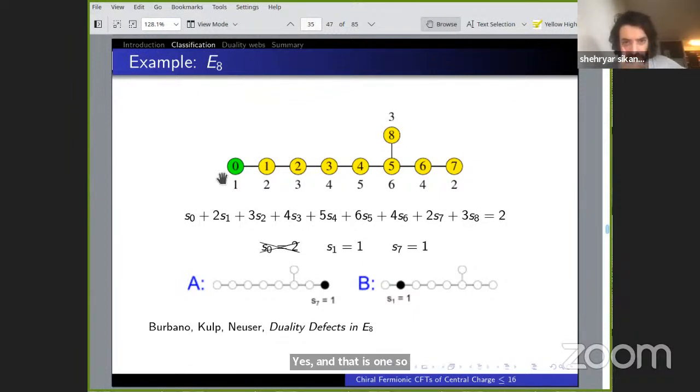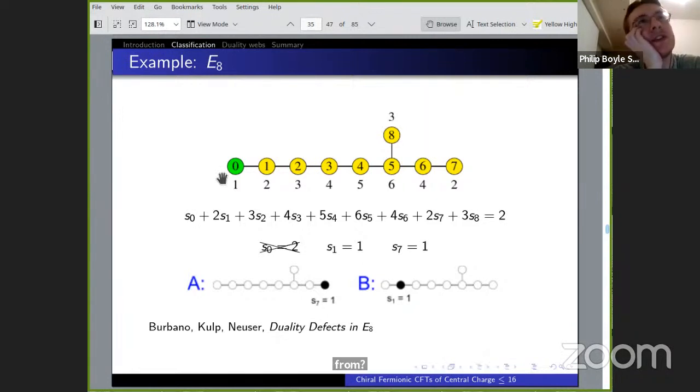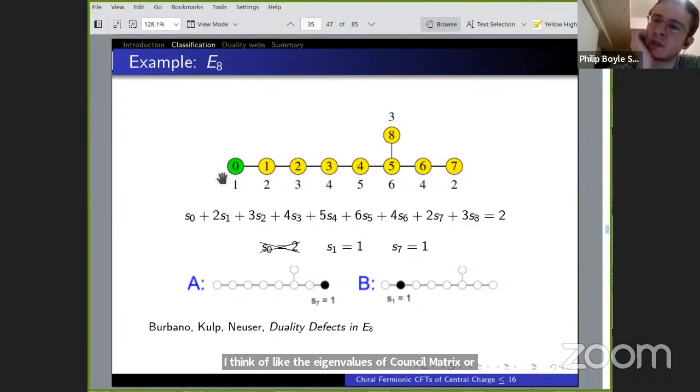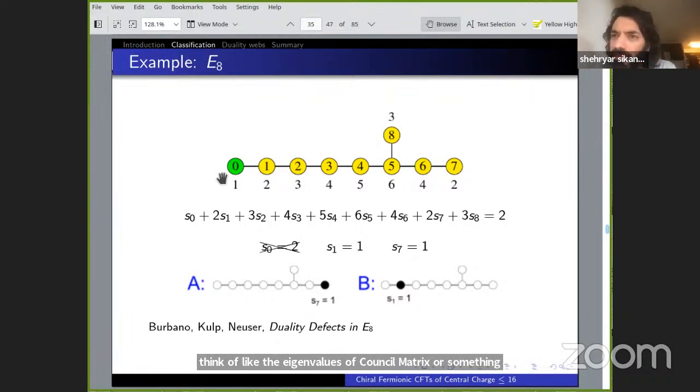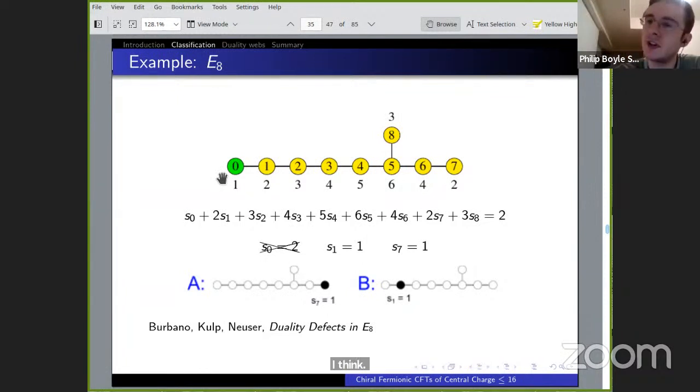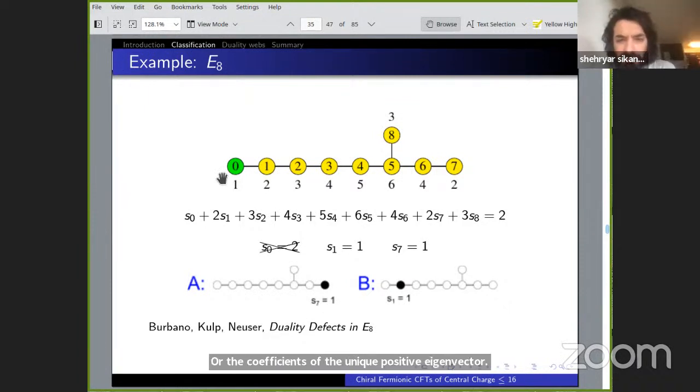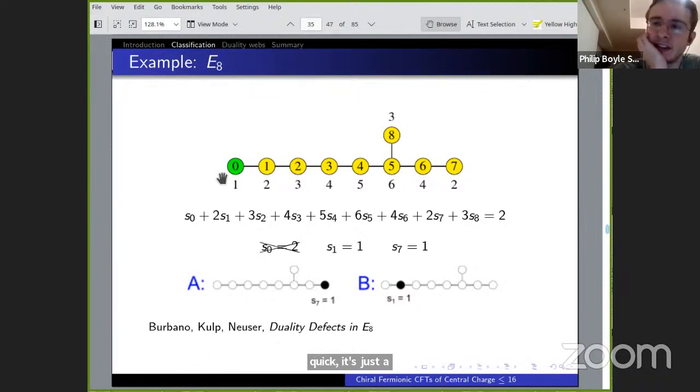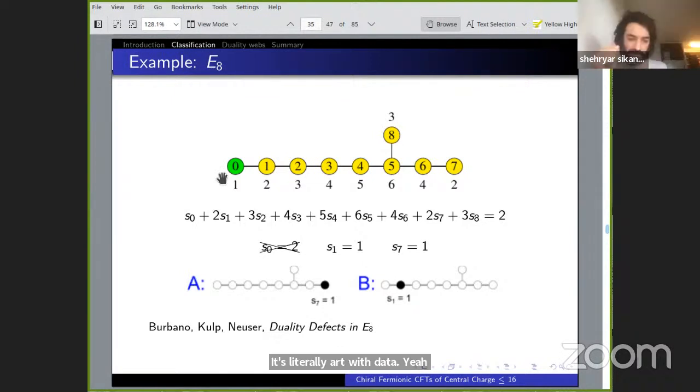Now how did you get the coefficients here, 2, 3, 4, 5, 6, 7, 8? Where do the coefficients of these s_i come from? So these are the comarks a_i. Now, what's the definition of the comarks? I think they're the eigenvalues of the Cartan matrix or something. Or they're the coefficients of the unique positive eigenvector of the Cartan matrix. There's some Lie theoretic definition of the a_i. Okay, it's determined by the Cartan matrix of the algebra. Basically. It's literally algebra data. Easiest way to get them is to open the yellow book in the Lie algebra appendix. Nice, thank you. That works.